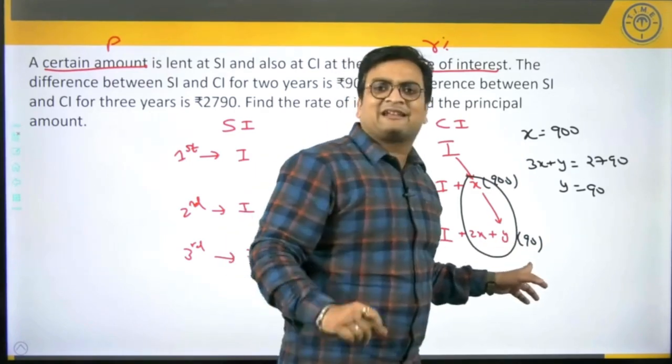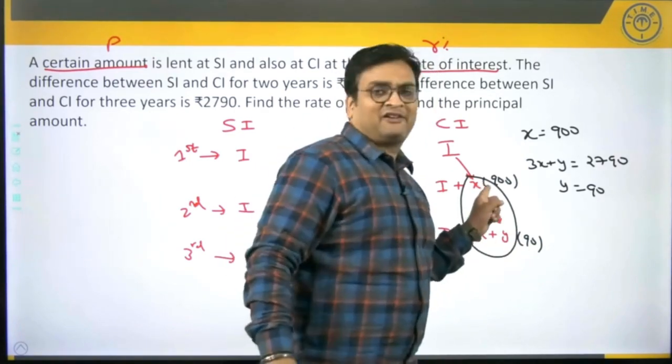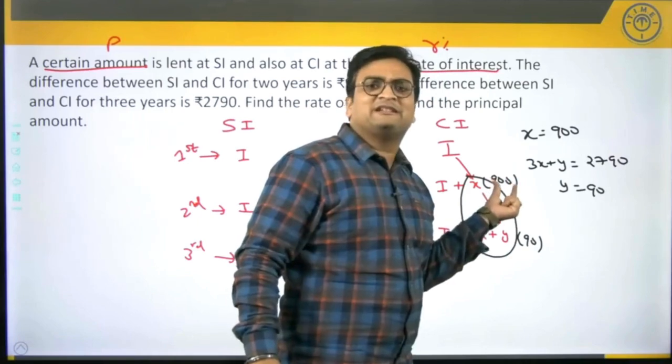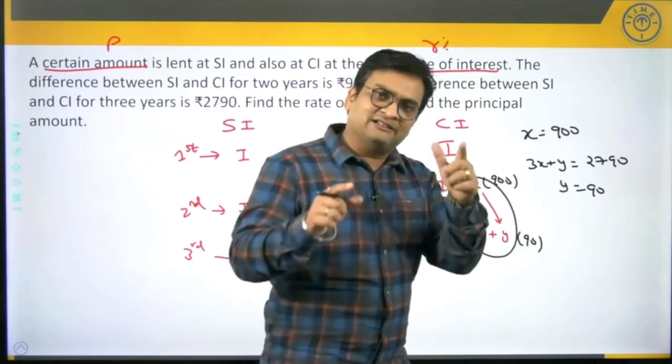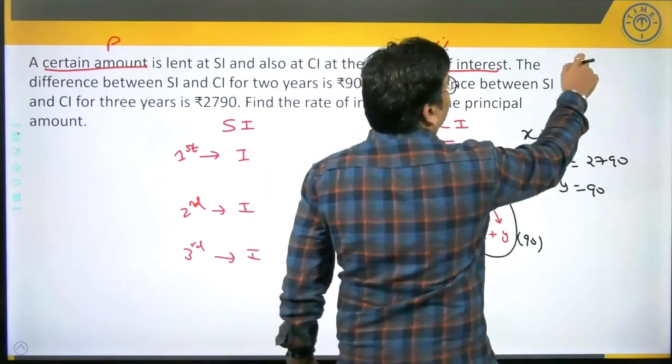So this Y is calculated at R% on X. So 90 is what percentage of 900? 90 is what percentage of 900? That is your rate of interest. So thus you will get again R is 10%.